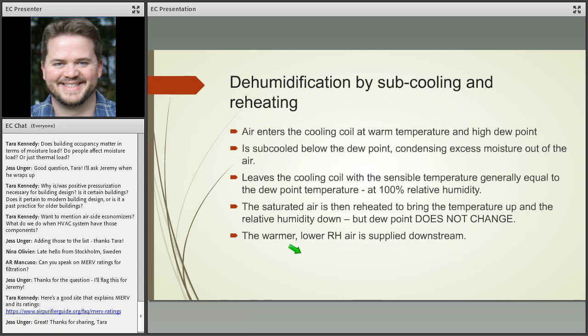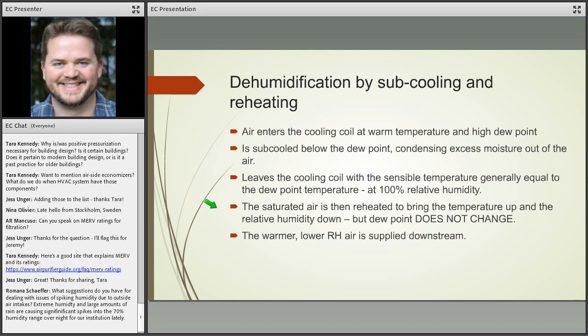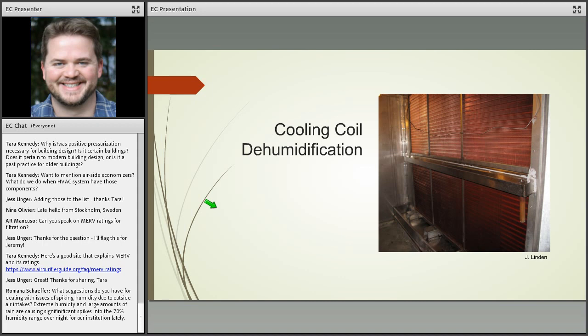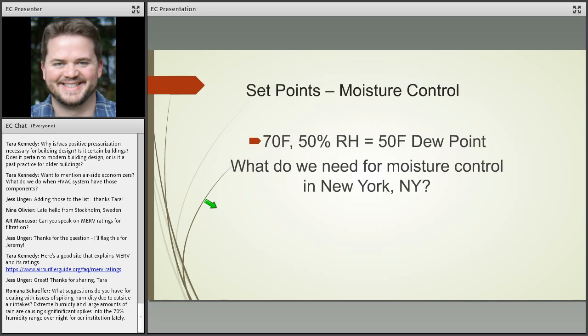We do actually have to reheat that condition. So we're going to take that saturated air from the cooling coil at that low temperature, that same equal dew point and a high relative humidity. And if you remember those relationships that we talked about last month, we're going to raise the temperature of the air in order to bring the relative humidity down. But the dew point does not change. And finally, we take that warmer air at that lower relative humidity condition, and we send it downstream to the collection space.